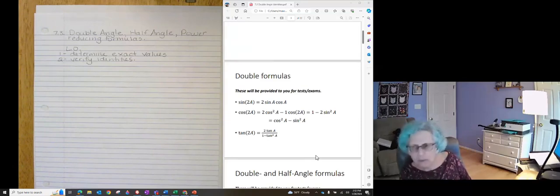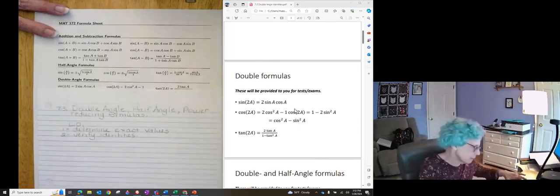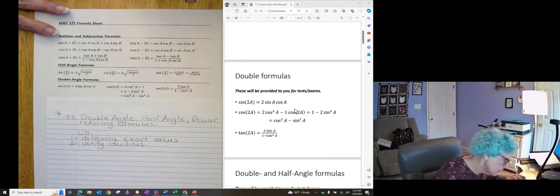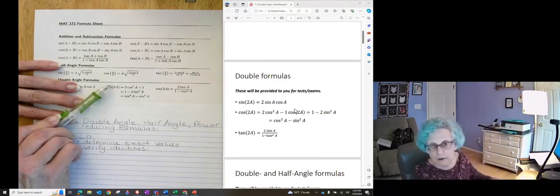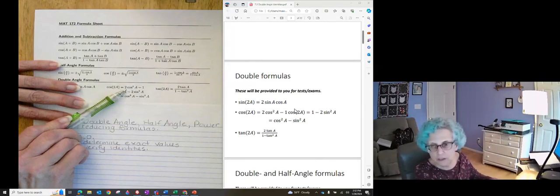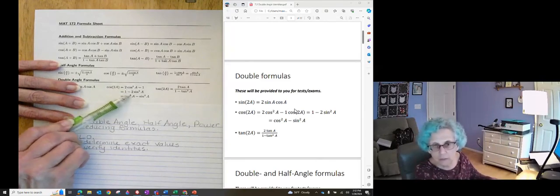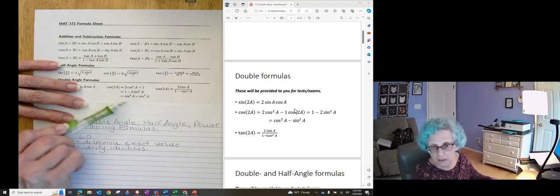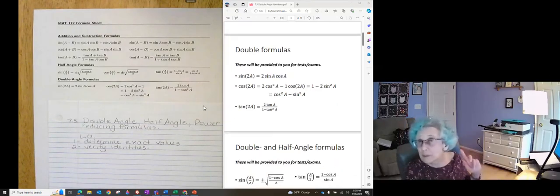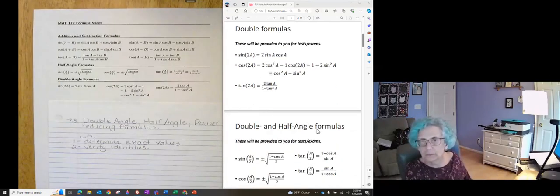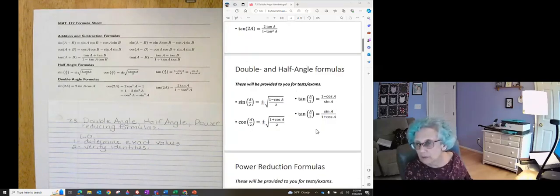And that's a typo. I will fix that. You can have 1 minus 2 sine squared of a. Yes, this cosine of 2a shouldn't be there. I had combined it all into one unit. So here's the correct: 2 cosine squared a minus 1, 1 minus 2 sine squared a, and cosine squared minus sine squared. You don't have to memorize it. It's all good. Oops. Half angle formulas.